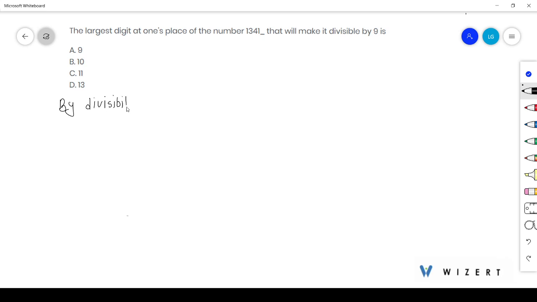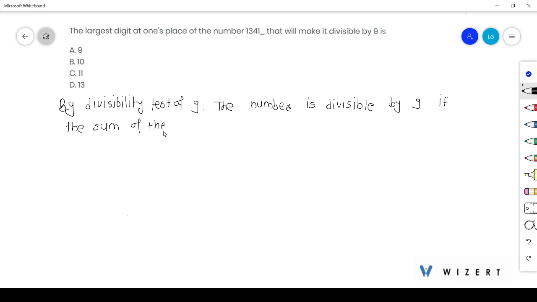By the divisibility test of 9, a number is divisible by 9 if the sum of the digits of that number is also divisible by 9.